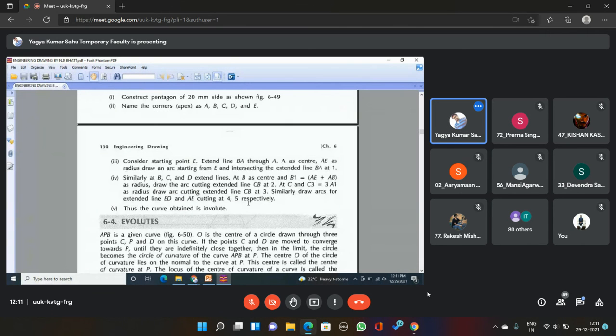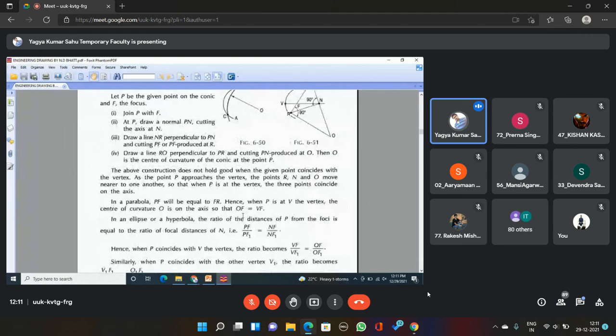So in the second half, what is the timing of your lunch? 12:15 to 2. Okay. So in the next half, we'll complete helix upon a cone and helix upon a cylinder. Then your first unit will be completed. Only helix upon a cone and curve is remaining. So we'll meet.